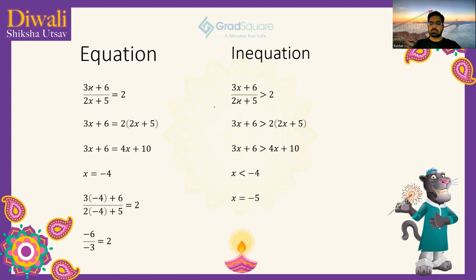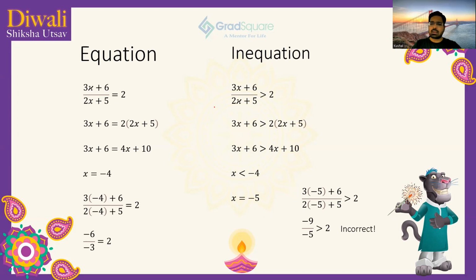So I'm taking x equals minus 5, which is definitely lesser than minus 4. Let's put it back into the inequality: 3 times minus 5 plus 6, divided by 2 times minus 5 plus 5. Let's see if that turns out to be greater than 2 or not. It will turn out to be minus 9 by minus 5 greater than 2. We realize that on the left hand side you get 1.8, which is not greater than 2, and hence it is an incorrect solution that you are getting.